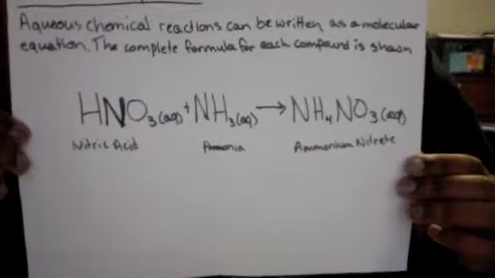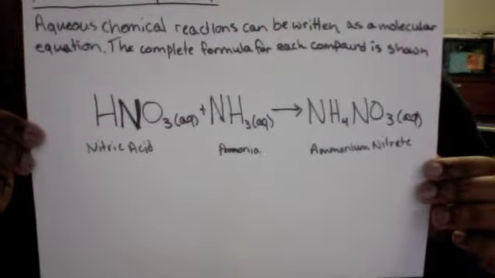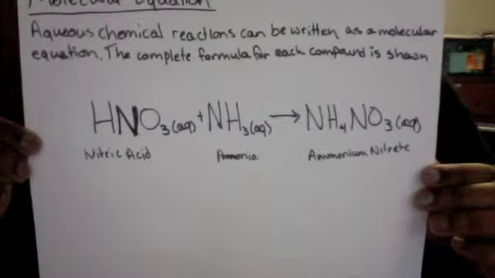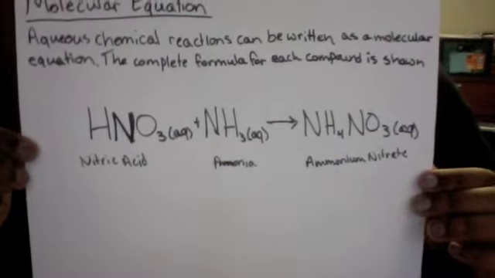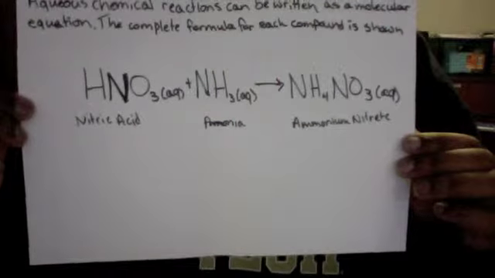So first off, we'll start off with the molecular equation. In an aqueous chemical reaction, reactions can be written as molecular equations. The complete formula for each compound is shown. So here you can see as an example, we have the reaction of nitric acid plus ammonia to get ammonium nitrate.